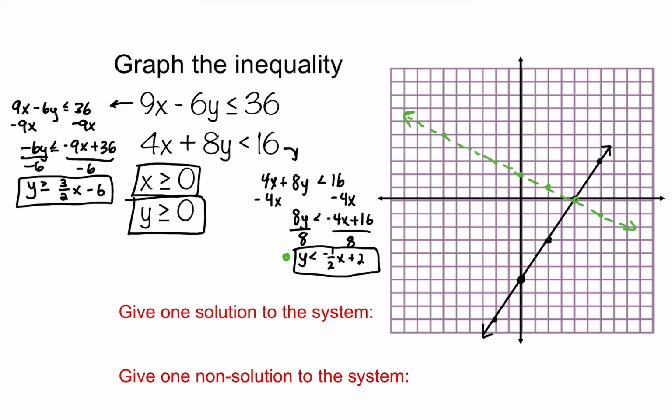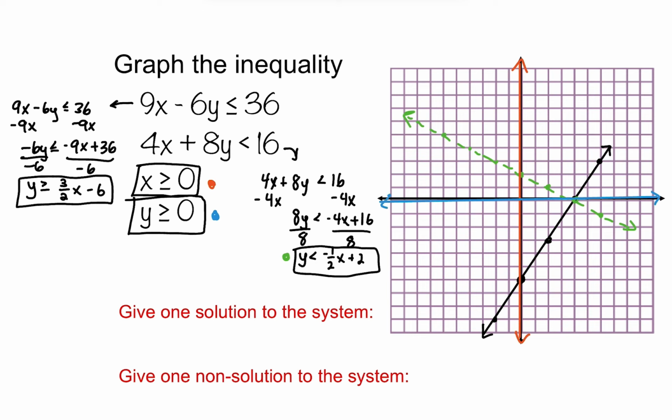And then the other two, x is greater than or equal to 0. That is going to be a vertical line at the y-axis. And that's a solid line because it's greater than or equal to. And then the y, we'll do with blue, y is greater than or equal to 0 is going to be a horizontal line. And it's going to be a solid line because it's greater than or equal to.